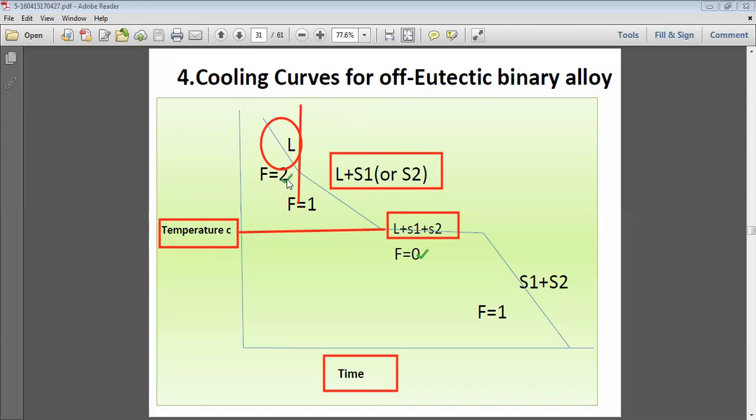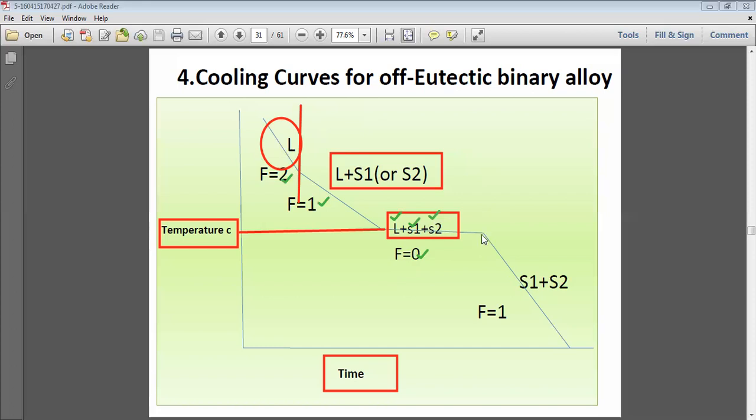Previously, the value of F was 2 when it was a liquid, and then when there was a gradual decrease in temperature with gradual increase in time, the value of F was 1. And in the third phase, F is equal to 0. There is a constant temperature and the time is only increasing in this part, and the state for this is liquid plus solid 1 plus solid 2.